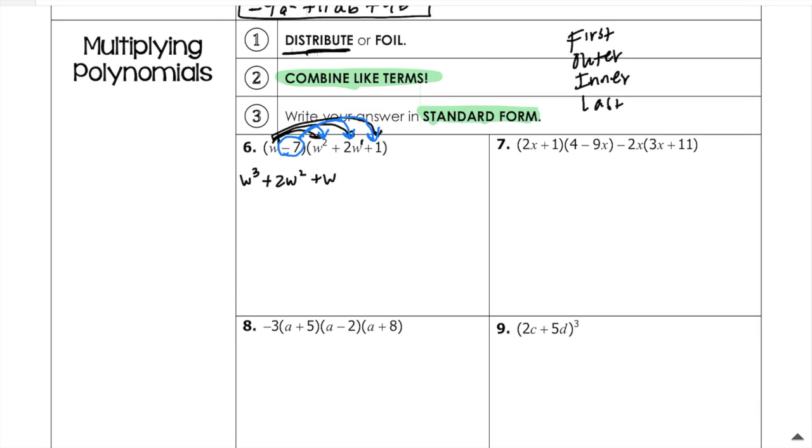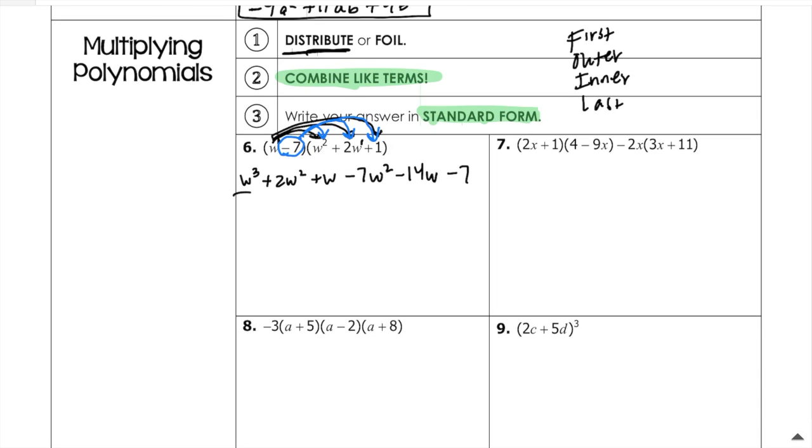So I have -7 times w squared will give me -7w squared. -7 times positive 2w will give me a -14w. And -7 times 1 will give me a -7. So now I'm going to go ahead and combine like terms.